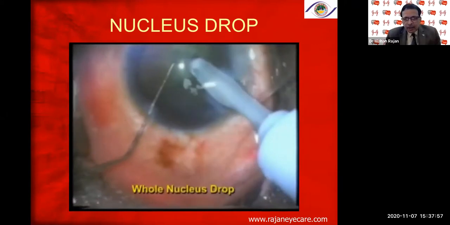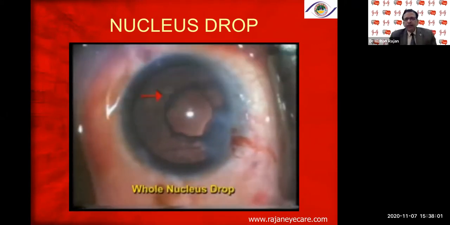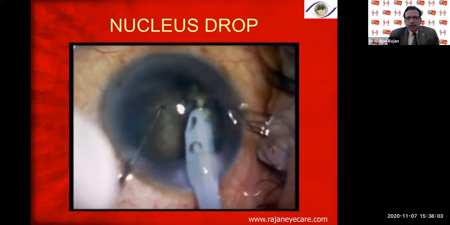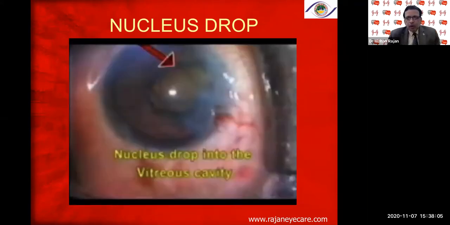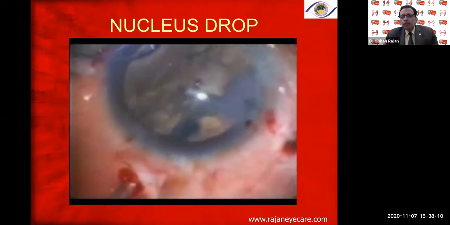There's another patient who had a posterior polar cataract, you can see here. Probably I didn't realize it was a posterior polar cataract. As soon as I did a hydrodissection, you can see, it goes inside and drops into the vitreous cavity. Then you have to refer it to the posterior segment surgeon.